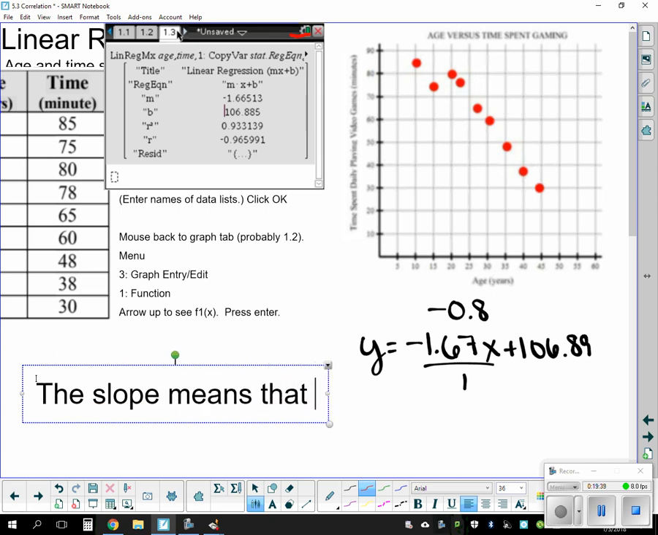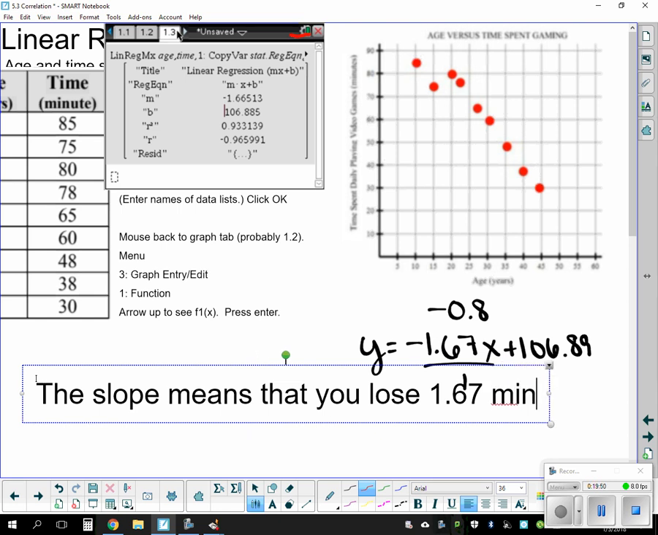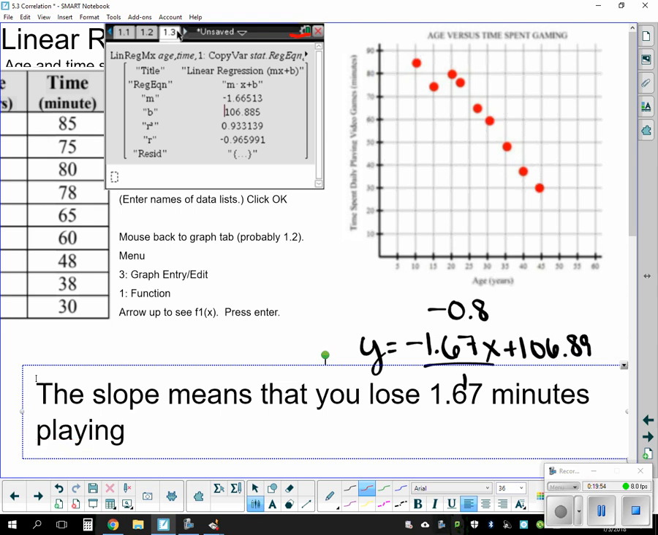that you are losing, because it's minus, approximately 1.67 minutes playing video games for every year older you get.